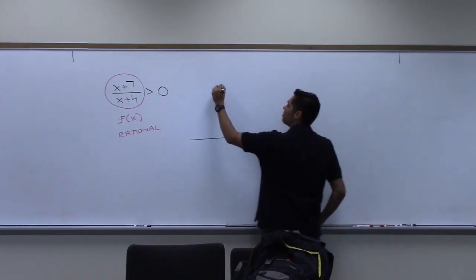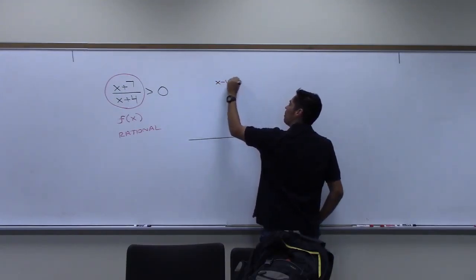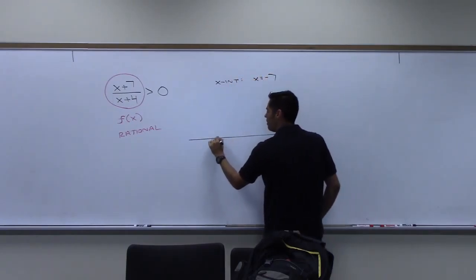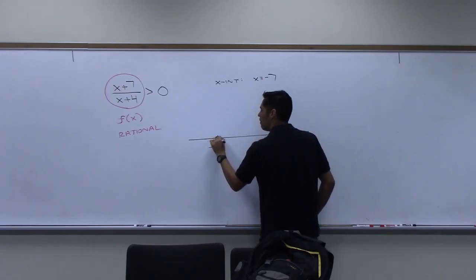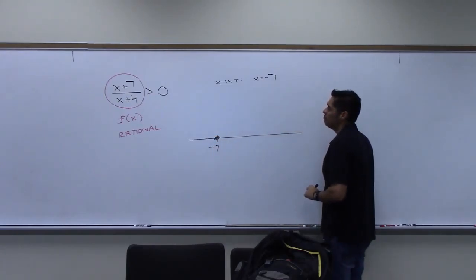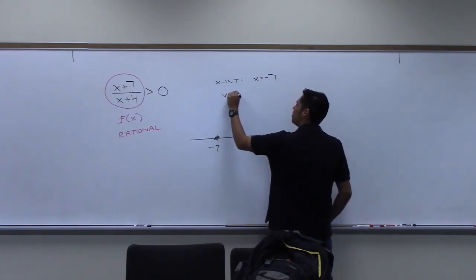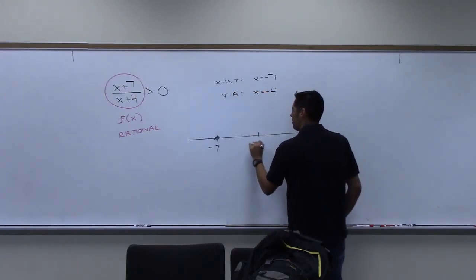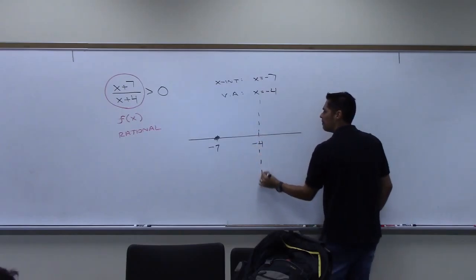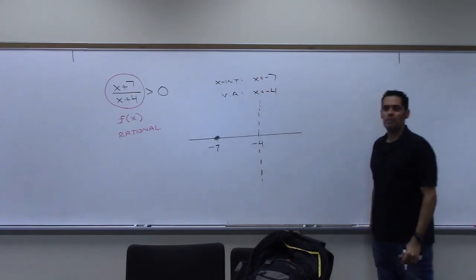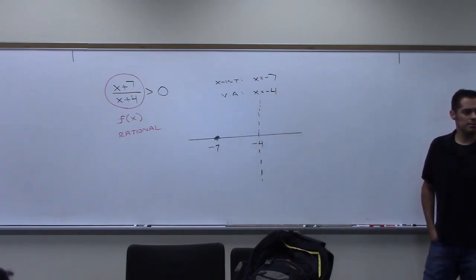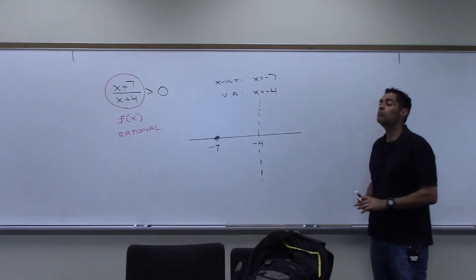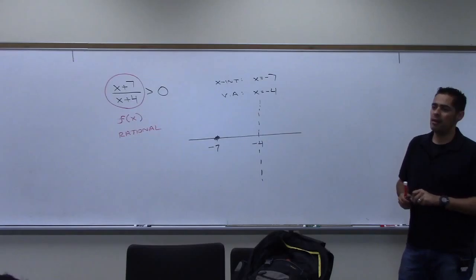So let's do x-intercepts first. X is -7. So I'm going to come over here, -7, put a dot, right? Then the vertical asymptote, which in this case is x equals -4. Put that here, -4, put a dotted line, like this. Understand? Is that why you did it that way? You gave us the other one and then. Yes, that's why I did that.